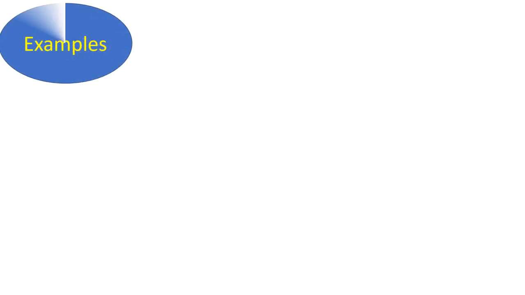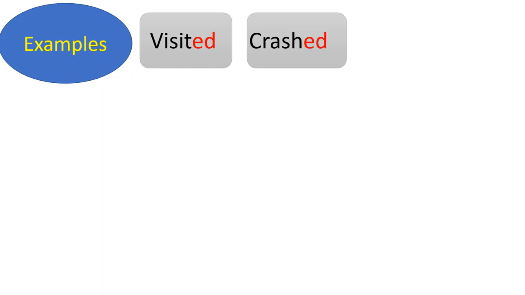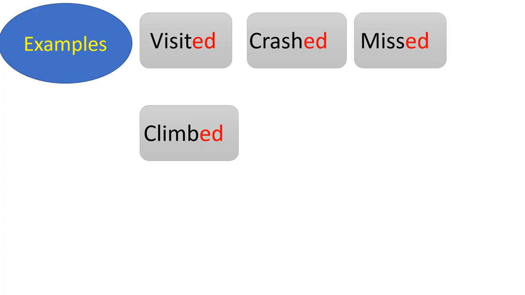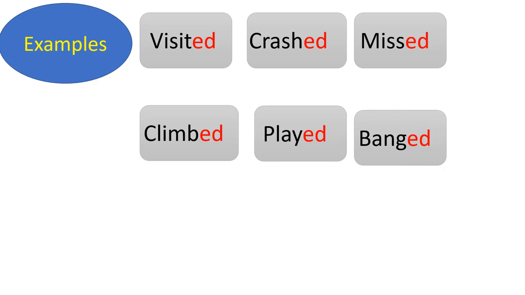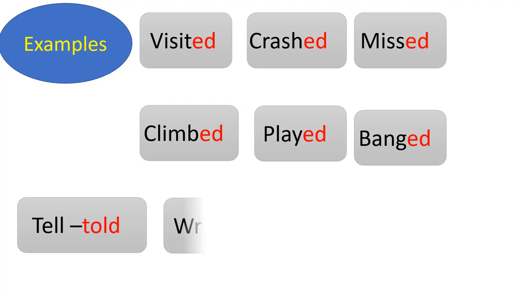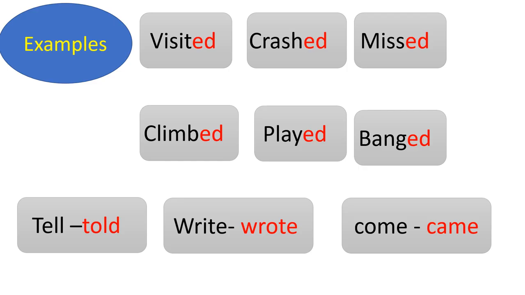Here are more examples of regular and irregular simple past verbs. Visit, visited. Crash, crashed. Miss, missed. Climb, climbed. Play, played. Bang, banged. And now with some irregular verbs like tell, told. Write, wrote. Come, came.